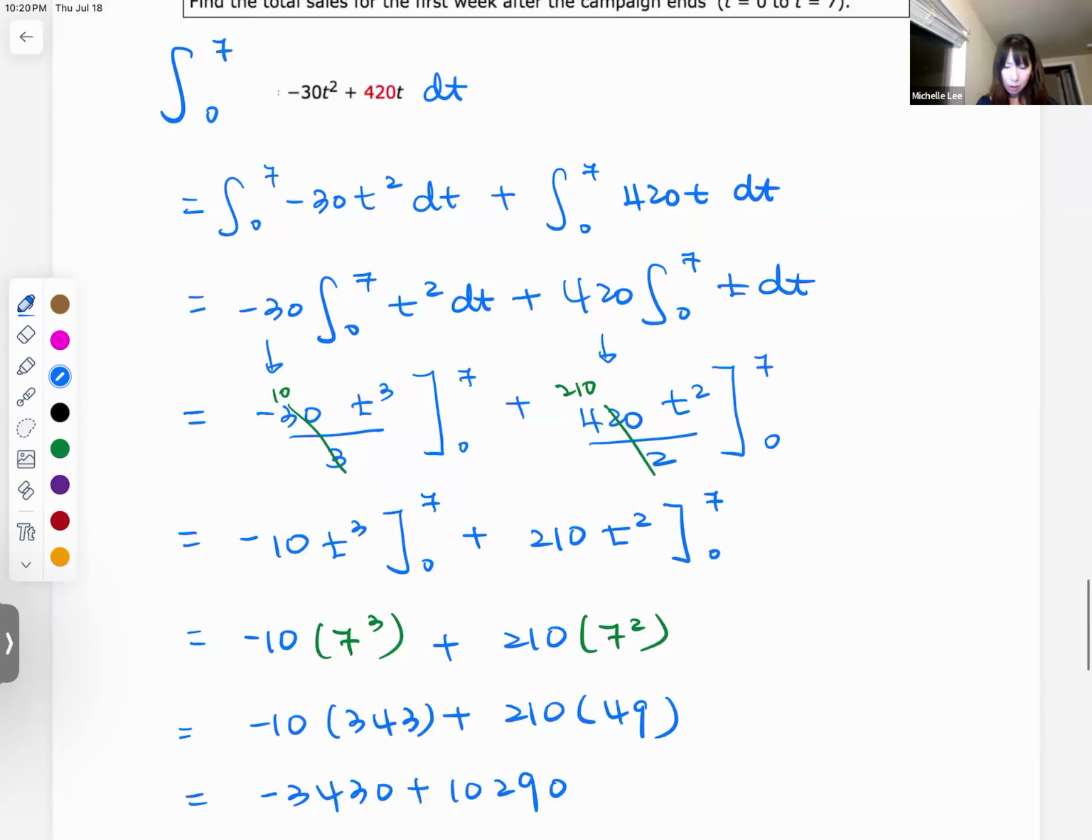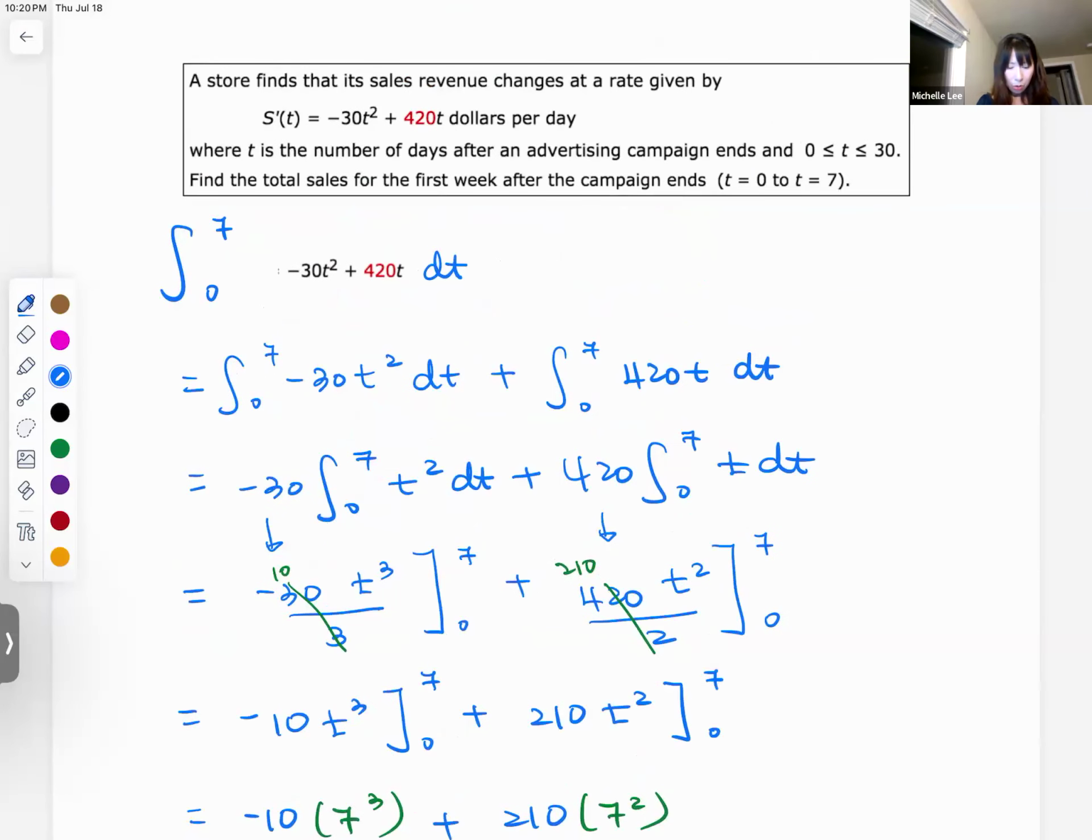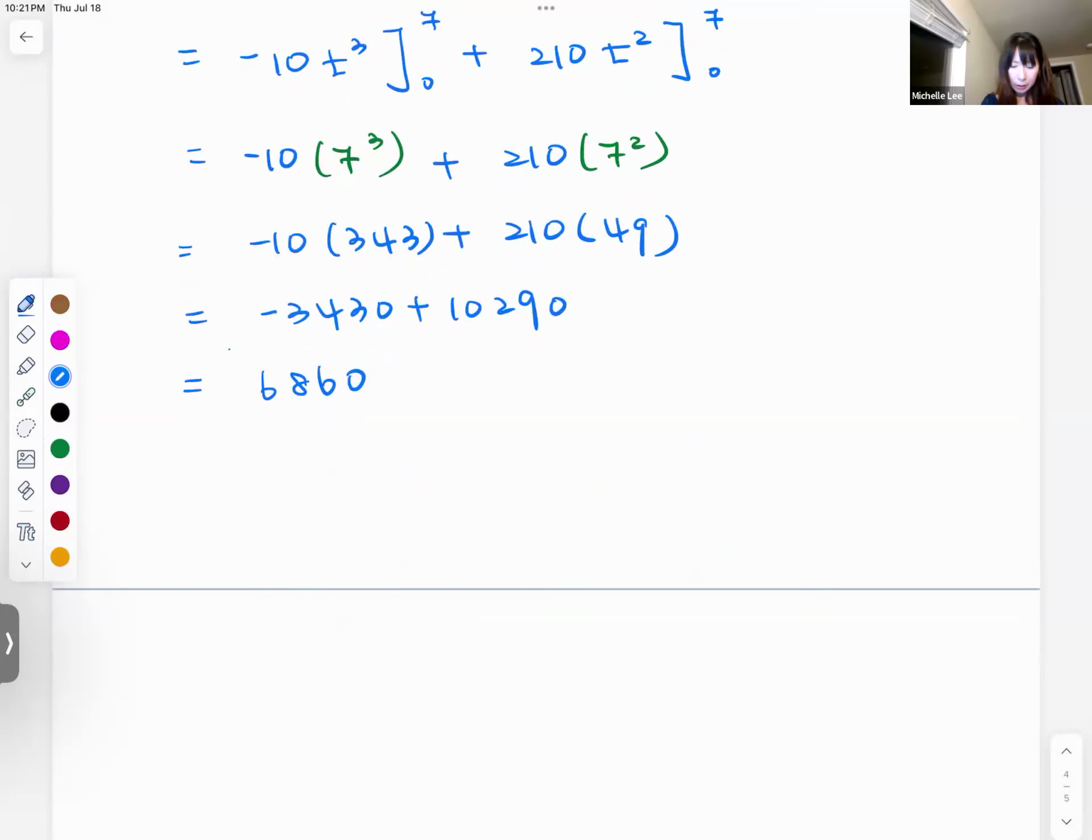So let me use the units. It is dollars per day, we know that, right? So dollars per day, and multiplied by the number of days. Basically the days simplify, so we have dollars, right? We did that last time. So this is dollars.